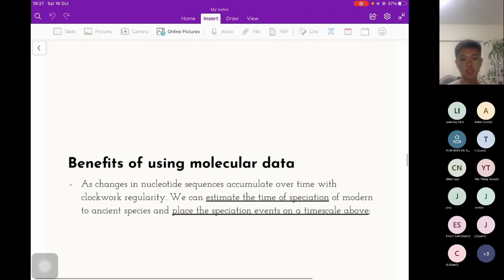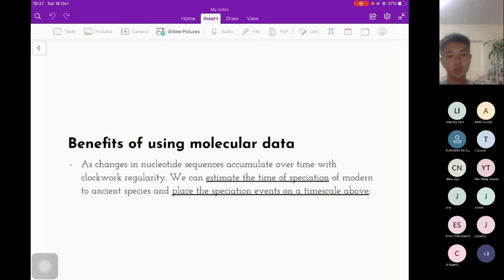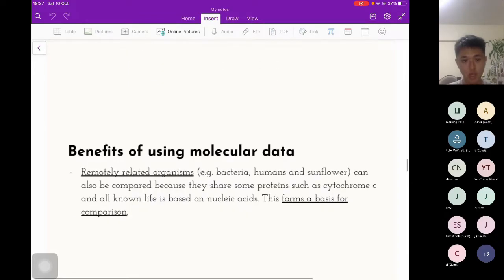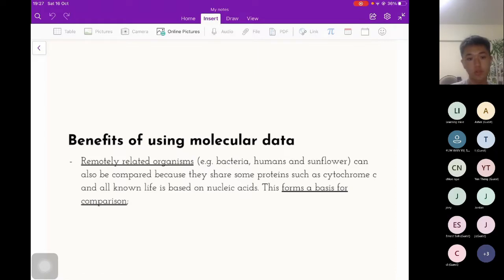Okay, and the next one is because changes in nucleotide sequences accumulate over time with clockwork regularity. Therefore, we can estimate the time of speciation. Again, we use the word estimate, not determine, because we were advised to. So we can estimate the time of speciation and place the speciation events on a time scale or in your phylogenetic table or diagram. So remotely related organisms can also be compared because they share common proteins like cytochrome C, and also because all known life is based on nucleic acids. Okay.